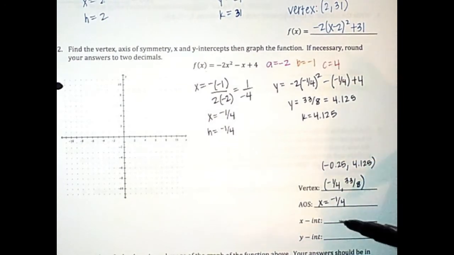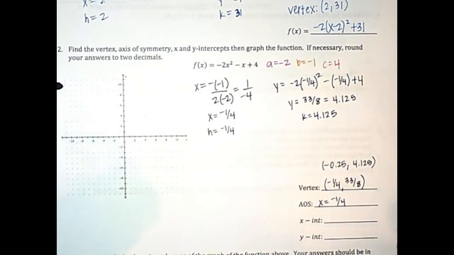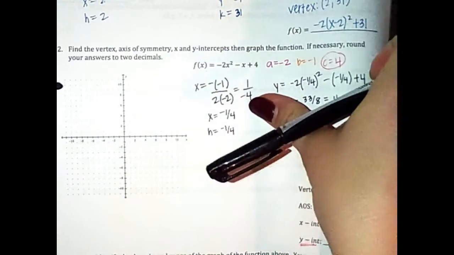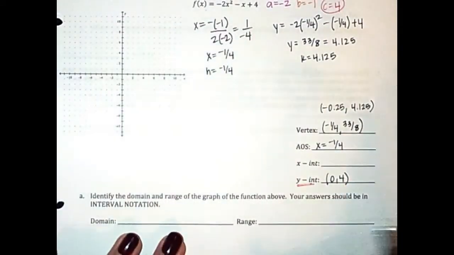I'm going to skip my x-intercept for a minute, and I'm just going to go into my y-intercept. My y-intercept, remember, the y-intercept is easy. My y-intercept is my c value. So my c value is 4, so that means that my y-intercept is also 4. So we would write that as an ordered pair, 0, 4. If you just wrote 4, that's fine too. It's not a big deal.